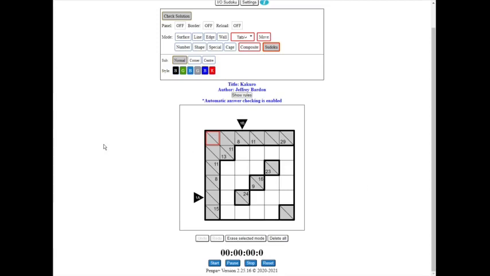Hi everyone, we're going to take a look at the next set of 3 puzzles from Hexagony, the Kakuro puzzles. So this first one is the example, I put it together, and the rules of Kakuro are pretty simple.